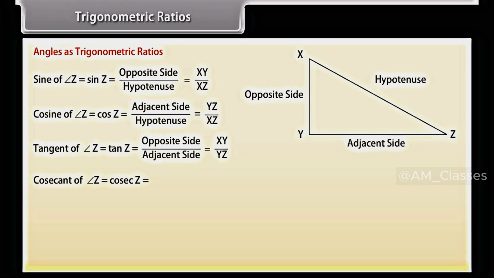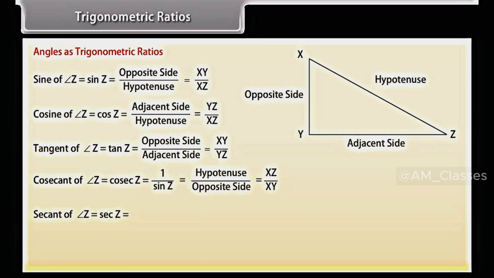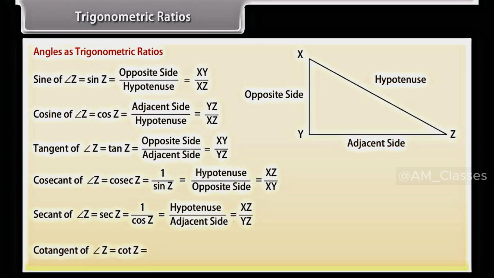Cosecant of angle Z, cosec Z, equals 1 upon sin Z, equals hypotenuse upon opposite side. Secant of angle Z, sec Z, equals 1 upon cos Z, equals hypotenuse upon adjacent side. Cotangent of angle Z, cot Z, equals 1 upon tan Z, equals adjacent side upon opposite side.